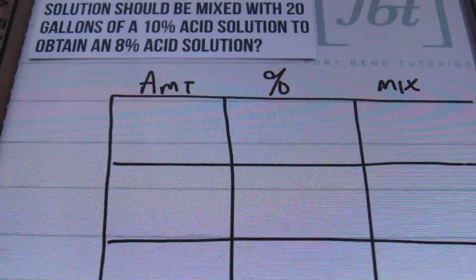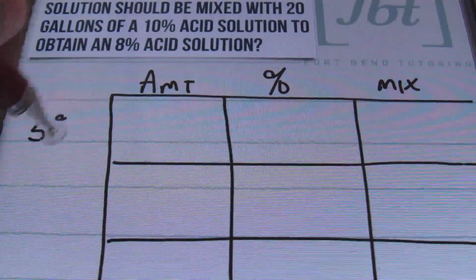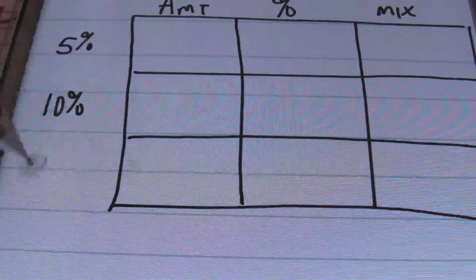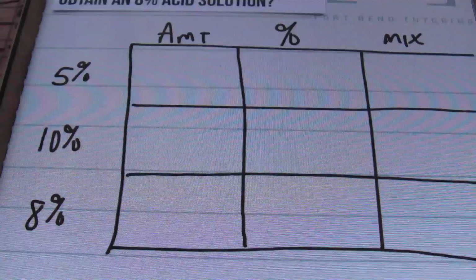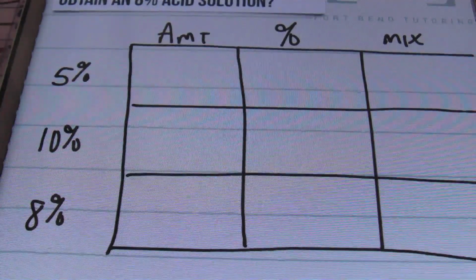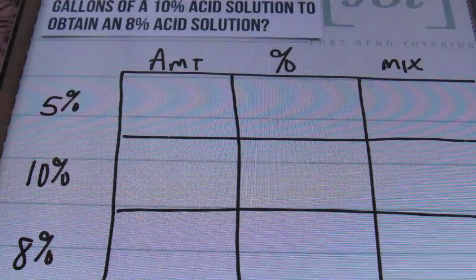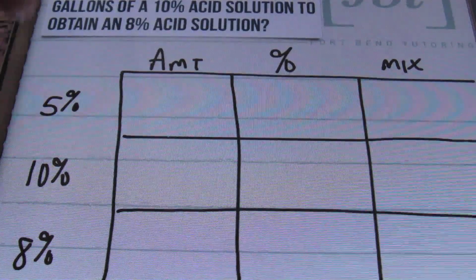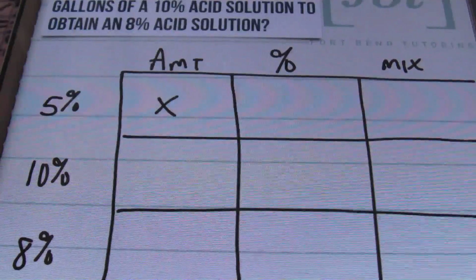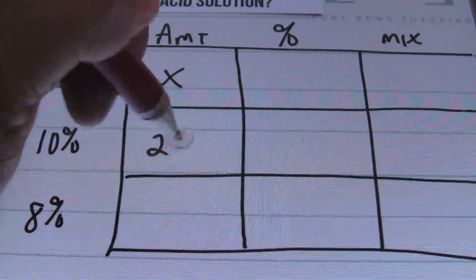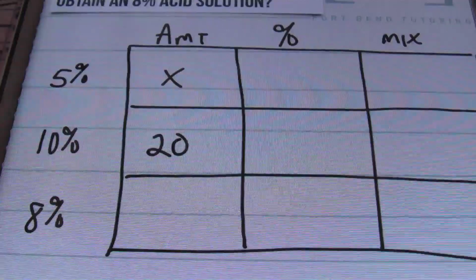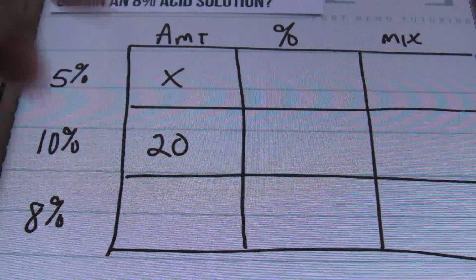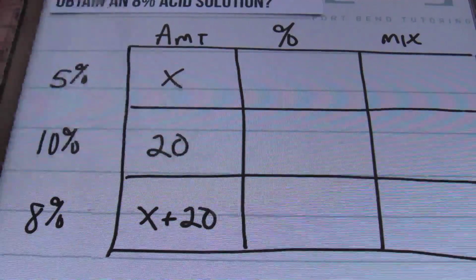What I'll be mixing together is a 5% acid solution with a 10% acid solution to obtain an 8% solution. So I have 5, 10, and 8 percentages as my labels for the rows. Since I'm asked to find how many gallons of 5% acid solution, I don't know what this amount is going to be. So this amount is my variable X, my unknown. I am told that I'll have 20 gallons of my 10% acid solution. To find the amount at 8%, you simply add these two values together, so it'll be X plus 20.